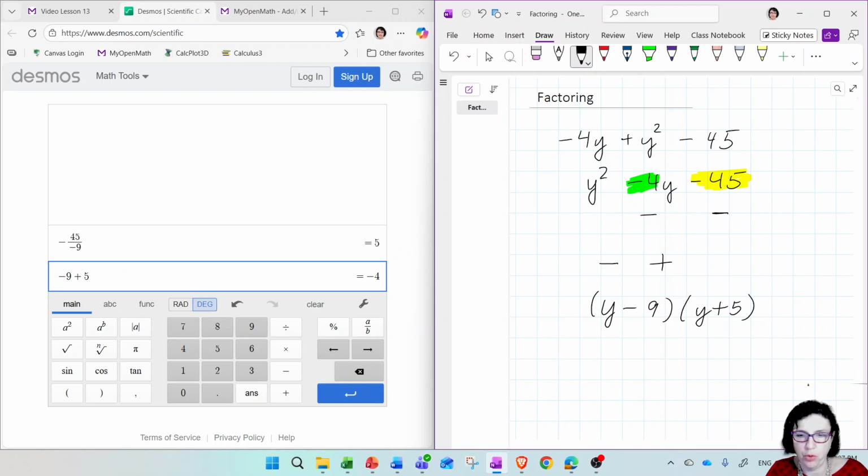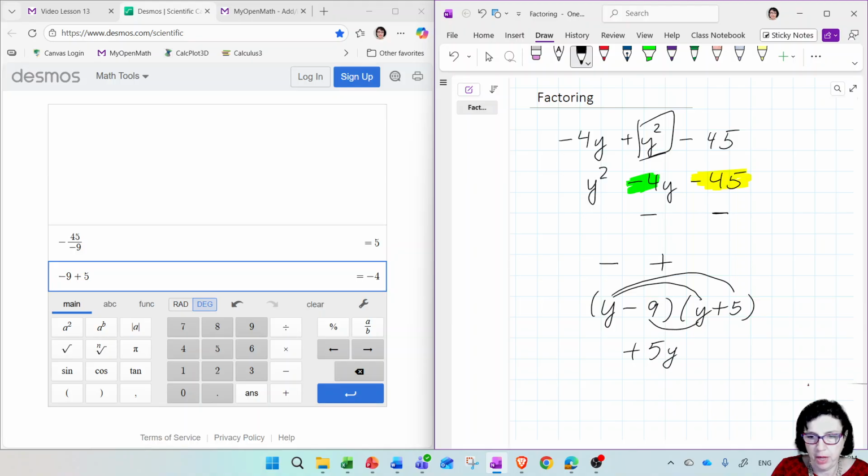Now, as usual, I always recommend FOILing to check the answer. We're going to multiply like that. That's going to match our y squared, right? Then we're going to have plus 5y. And then we're going to have negative 9y. And that matches this negative 4y term. And finally, the last is negative 9 times 5, which is negative 45. So no guessing. You got the answer correct.